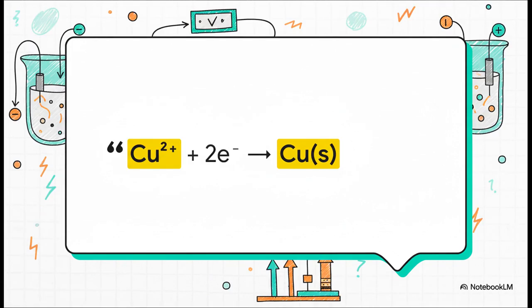So where do those electrons go? They travel through that wire all the way over to the copper cathode. Over there, copper ions that are already floating in the solution grab those 2 electrons, and when they do, they turn back into solid copper metal and plate onto the electrode. That's reduction, gain of electrons, GER.